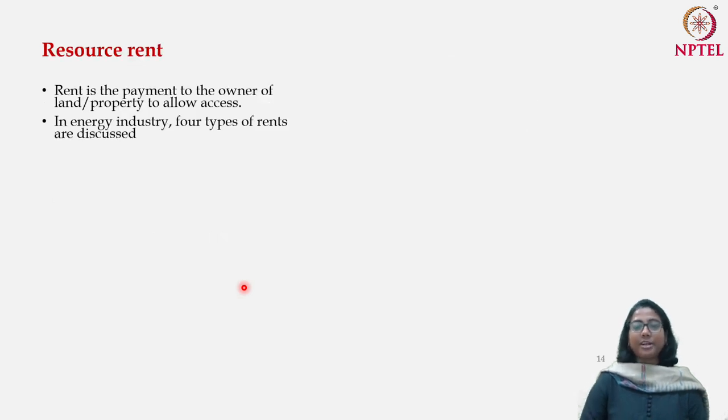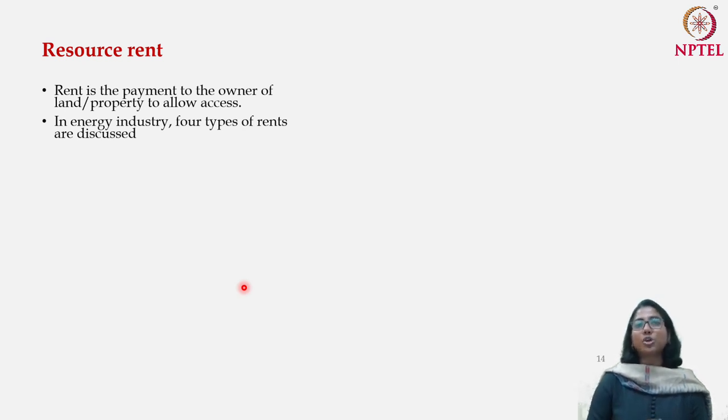The last part that we are going to discuss is the resource rent. Now what is a rent? We have already said that the resource rent is basically a payment to the owner of a land or the property to allow access. Now what kind of rent do we see in the context of energy? We have already discussed one kind of rent, which is the depletion rent or the scarcity rent or depletion premium. So we are not going to bring that into this literature.